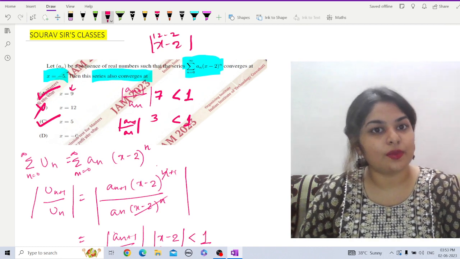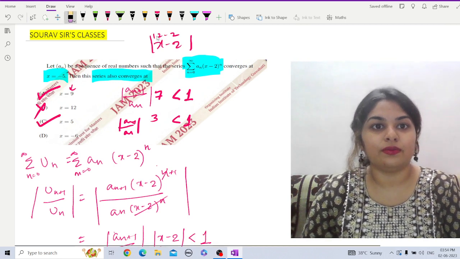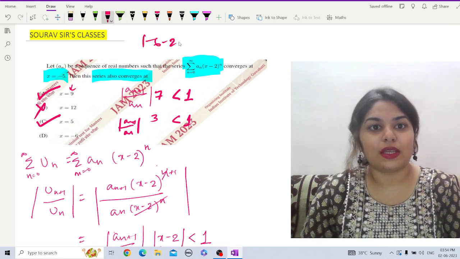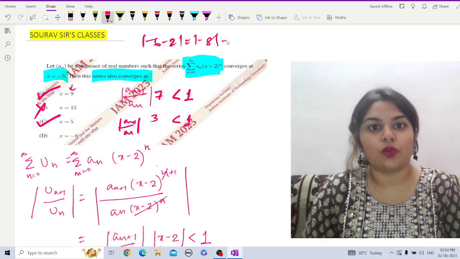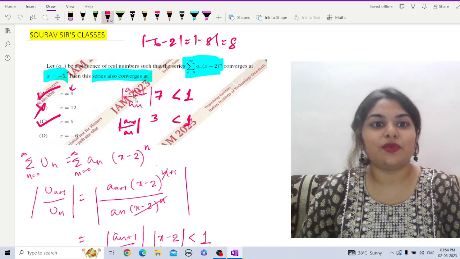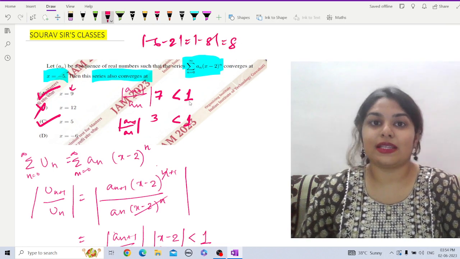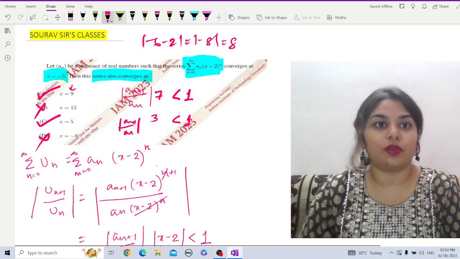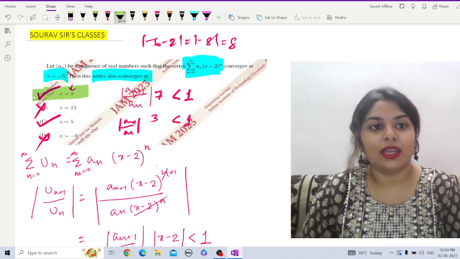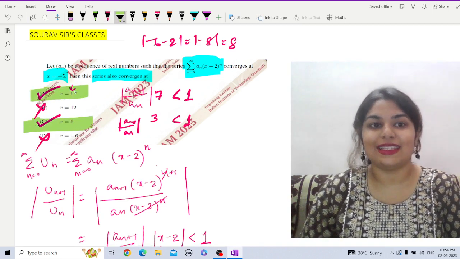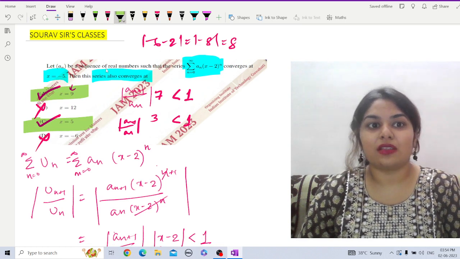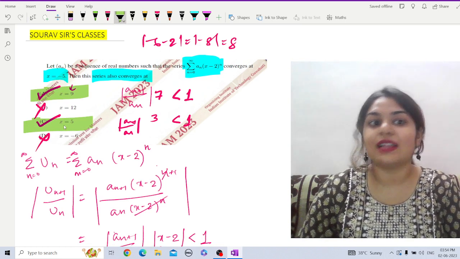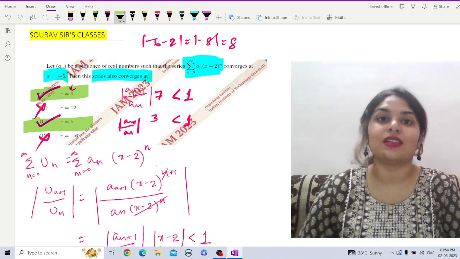And at x equals minus 6, again minus 6 minus 2 is equal to minus 8, so mod of 8. So 8 times this, again I cannot be sure it will be less than 1 or greater than 1, so I cannot say anything about it. So the correct answer is option A and option C, that is at x equals minus 5, of course the series is convergent. Other than that, when x equals 9 as well as x equals 5, the series is convergent as well.